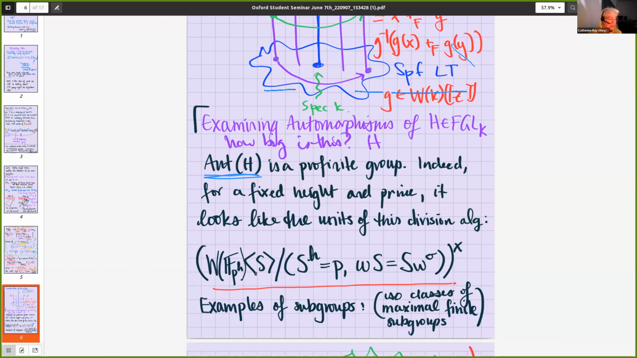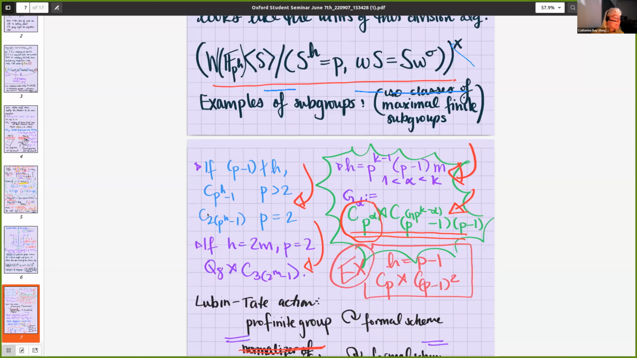So let us now ask, what do the finite subgroups look like? They look very different depending on whether p-1 divides the height or not. So let's look at what they look like. If it does not divide the height, it's just a cyclic group which is coprime to p. If it does divide the height, then it is a cyclic group with a non-trivial p-Sylow subgroup.